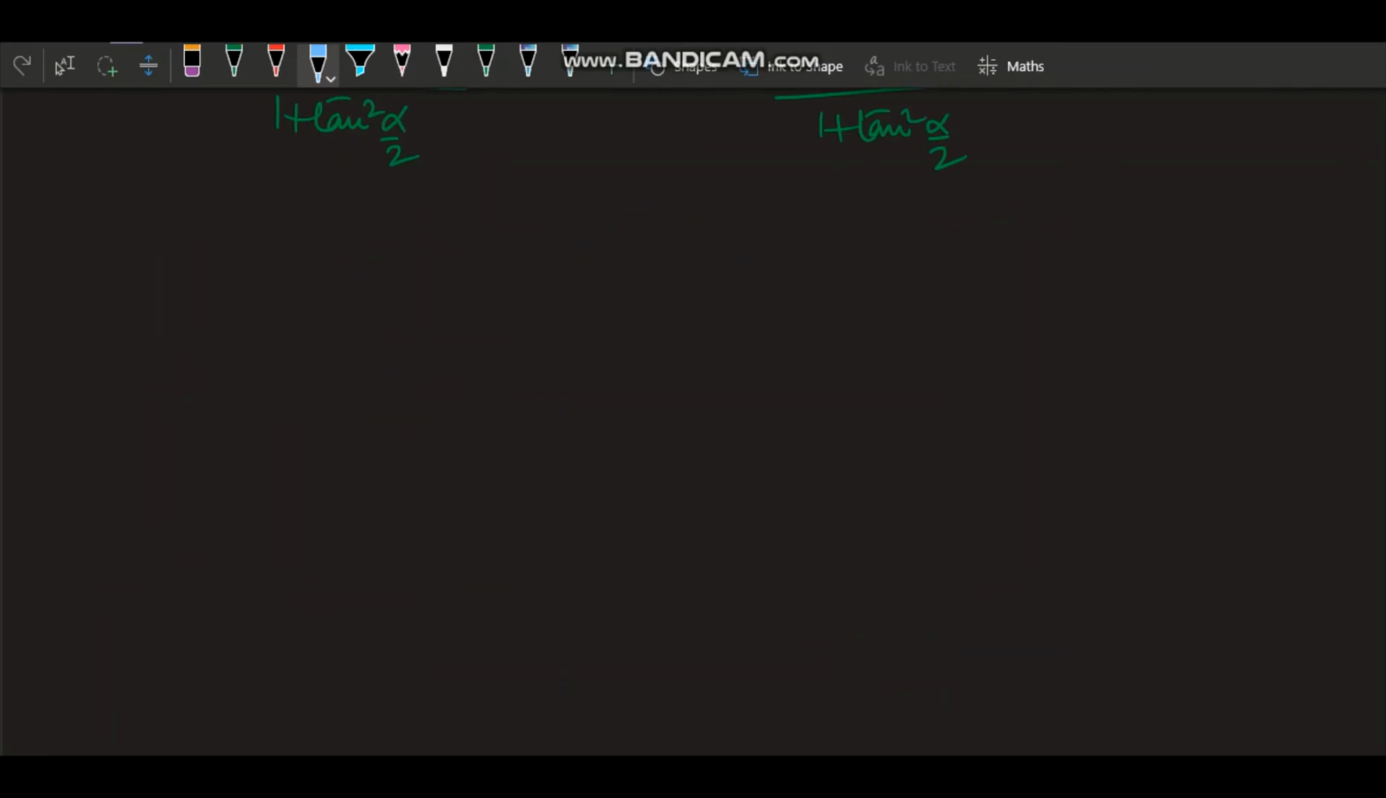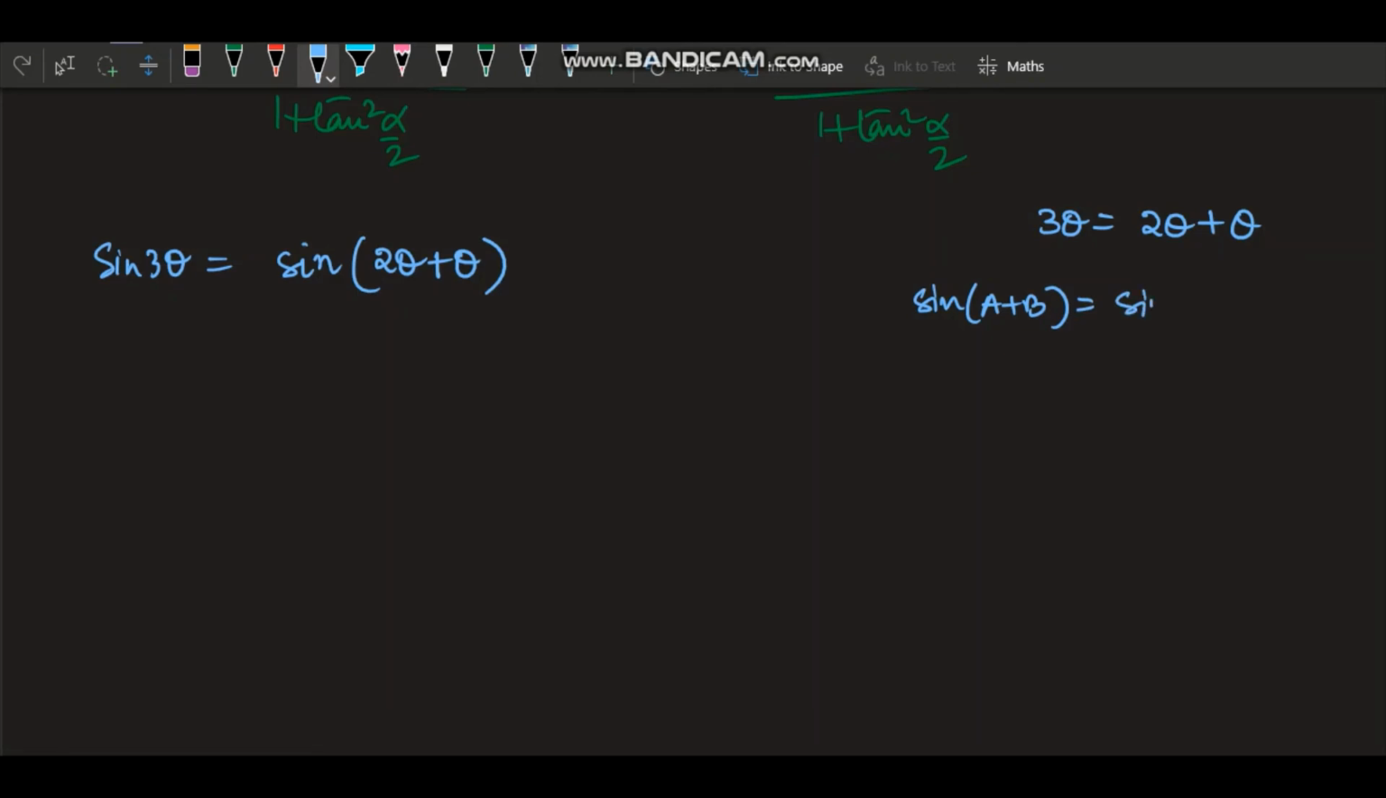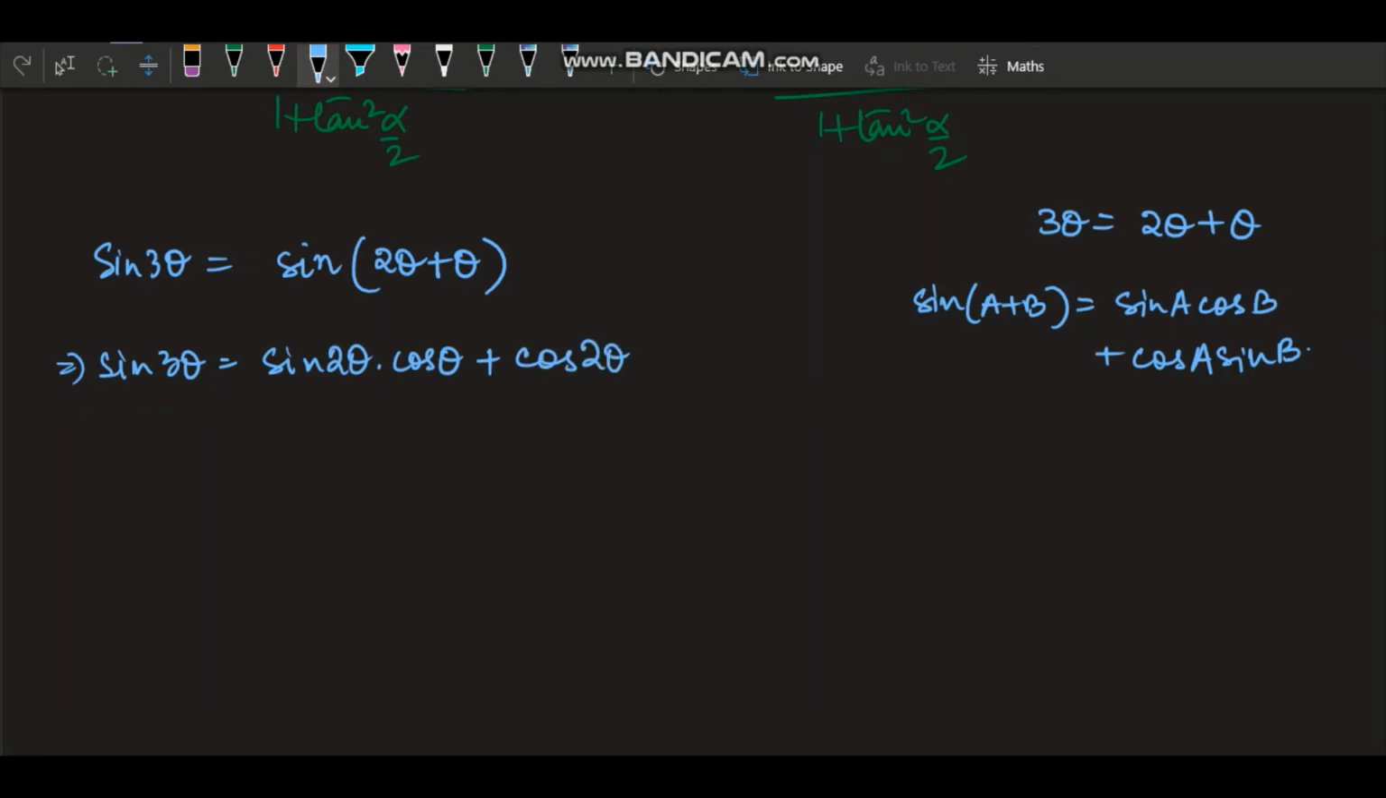Next, I will show you the derivation of sine 3 theta. Now, how do you write 3 theta? 3 theta can be written as 2 theta plus theta, right? So sine 3 theta is basically sine of 2 theta plus theta. This is of the form sine A plus B, which is basically sine A cos B plus cos A sine B. So you have sine 3 theta equals sine A cos B plus cos A sine B.